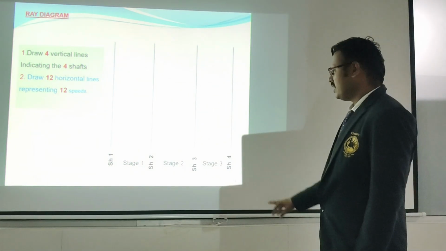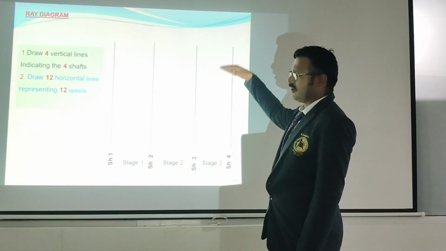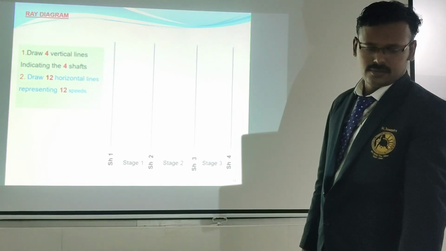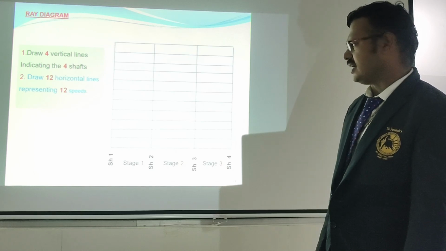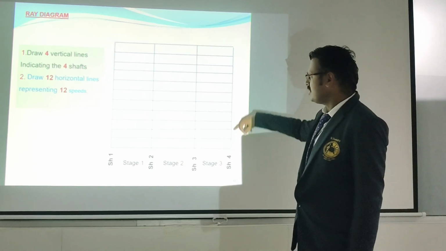Then our speed is 12, so we have to draw 12 horizontal lines. So I have drawn 12 horizontal lines. Now we have to mark all the speeds here.